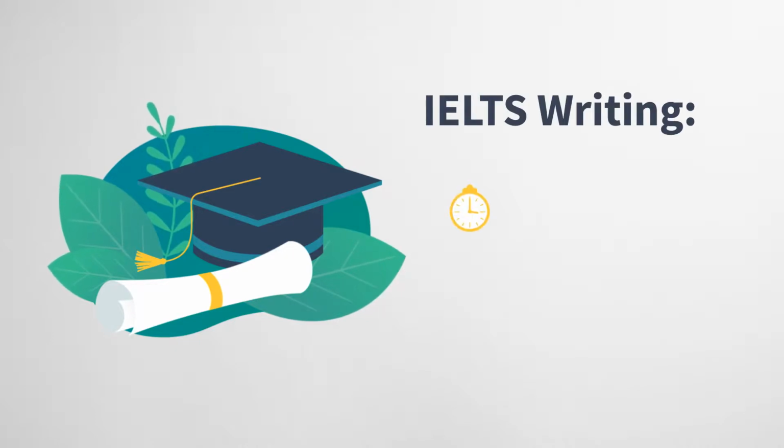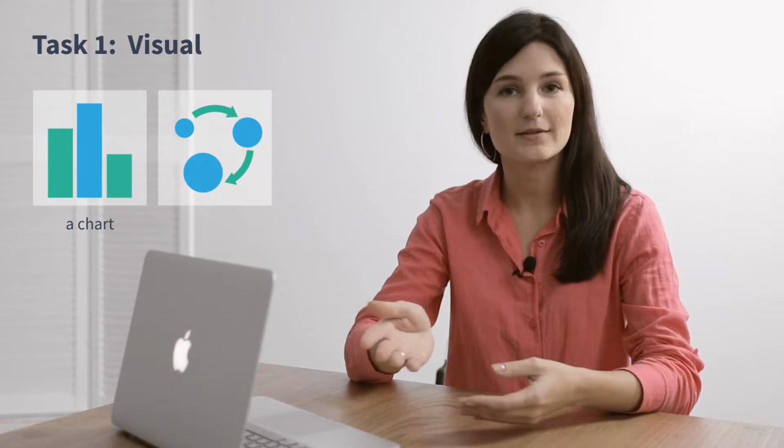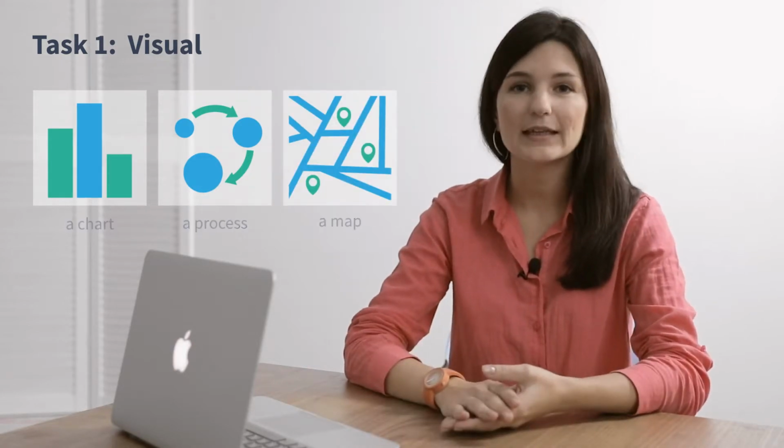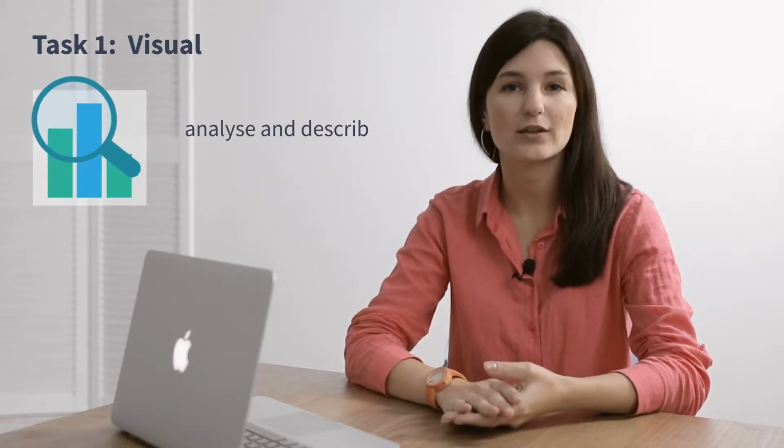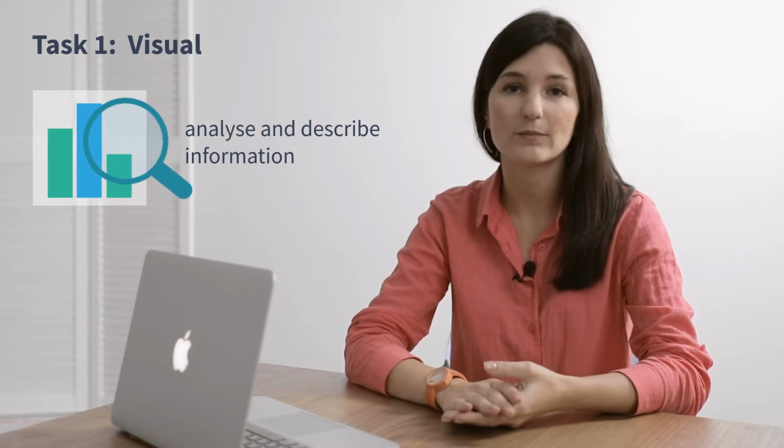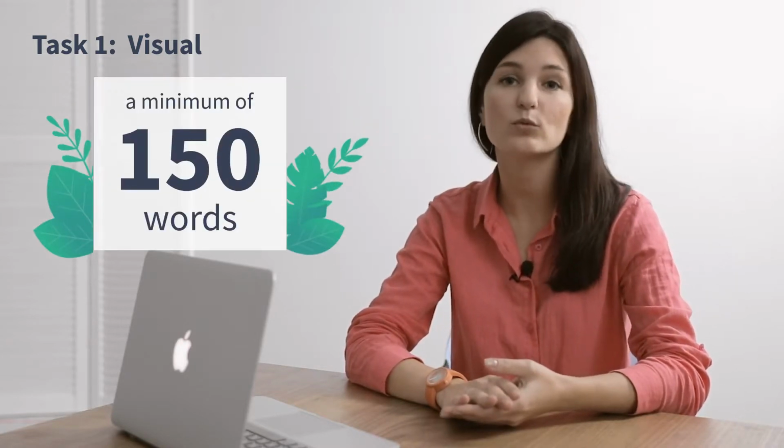It will take you 1 hour, and there are 2 tasks for you to do. In the first task, you get a visual, which can be a chart, a process, or a map. Your task here is to analyze the information in the visual and describe it. For this, you have to write a minimum of 150 words.